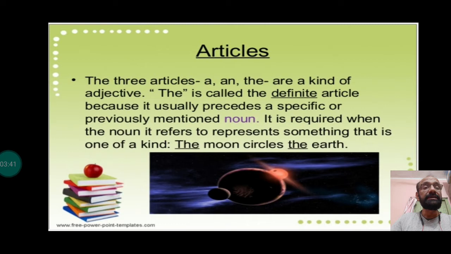The is called the definite article because it usually precedes a specific or previously mentioned noun. It is required when the noun it refers to represents something that is one of a kind. The moon, the earth, basically the nouns which are unique, one of a kind in the entire world, like earth, sky, sun. They are always preceded with the.